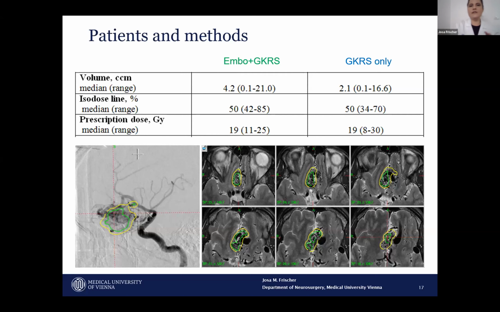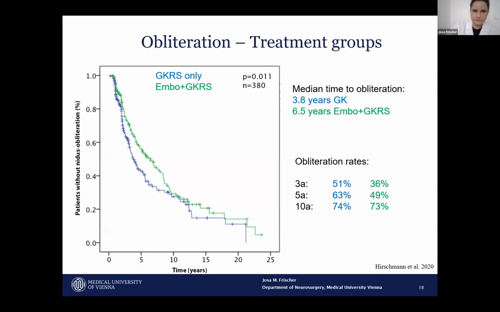So you can see here that in the combined treatment arm, obviously the larger AVMs were located compared to the patients that were treated radiosurgically alone over the last 30 years. However, the way those were treated radiosurgically is almost the same in both treatment groups. We mainly planned on the 50% isodose line, and we mainly prescribed between 18 and 20 gray, median 19 gray.